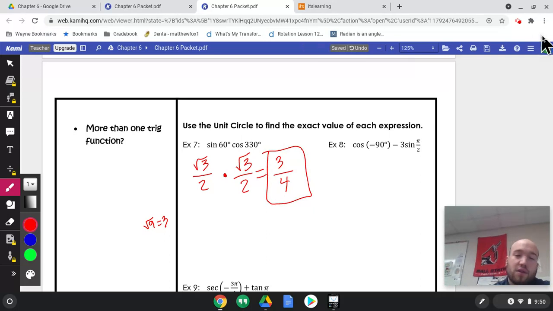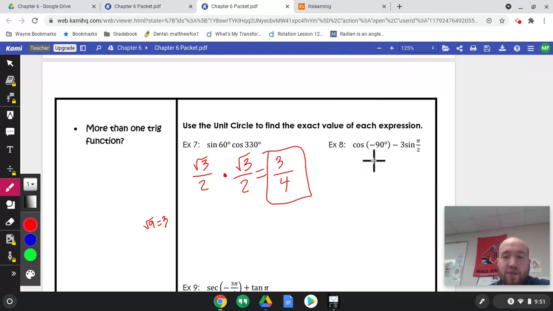Now the next one, cosine of negative 90 minus 3 times the sine of pi over 2. So this one has a little bit more going on. First off, there's degrees and radians. There's a number out front. We're subtracting. A little more complicated. This one's negative. The fact that it's degrees and radians shouldn't affect us. We can just find both of those numbers and then combine them.